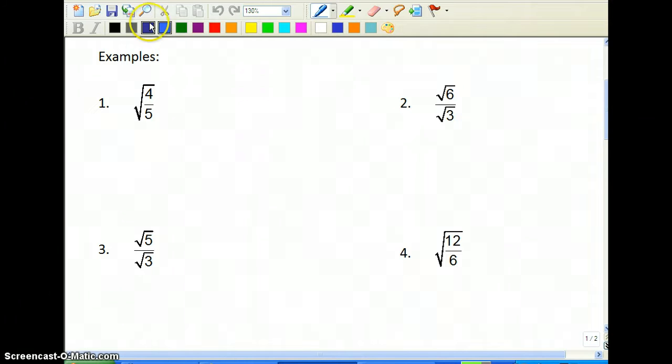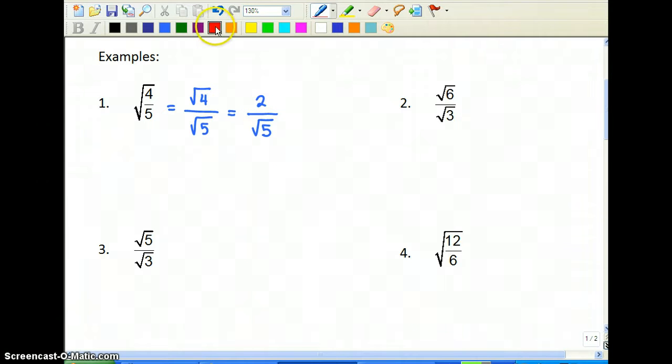So number 1, the square root of 4 divided by 5. Okay, you cannot divide 4 by 5. So we would separate them to the square root of 4 over the square root of 5. Well, we know what the square root of 4 is, so that's 2 divided by the square root of 5. Now we're going to remember, you cannot mix numbers with radicals. So this is a 2 and this is a square root of 5, which is some decimal.